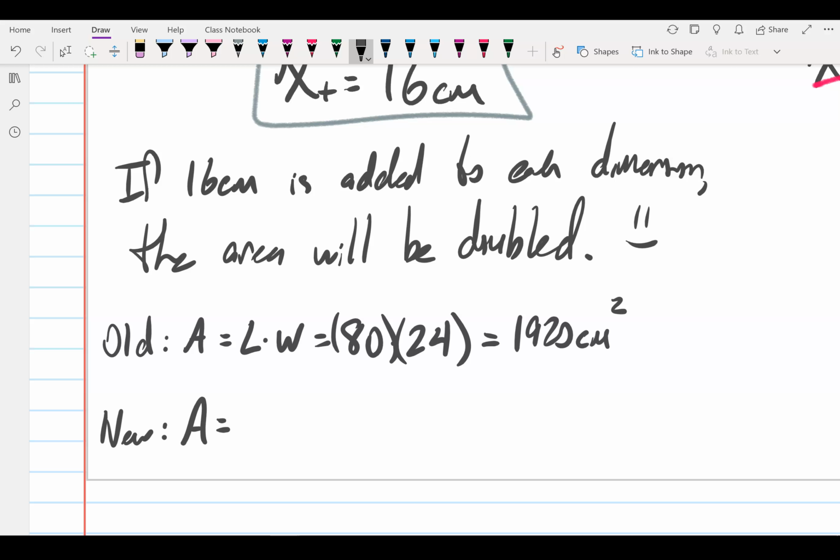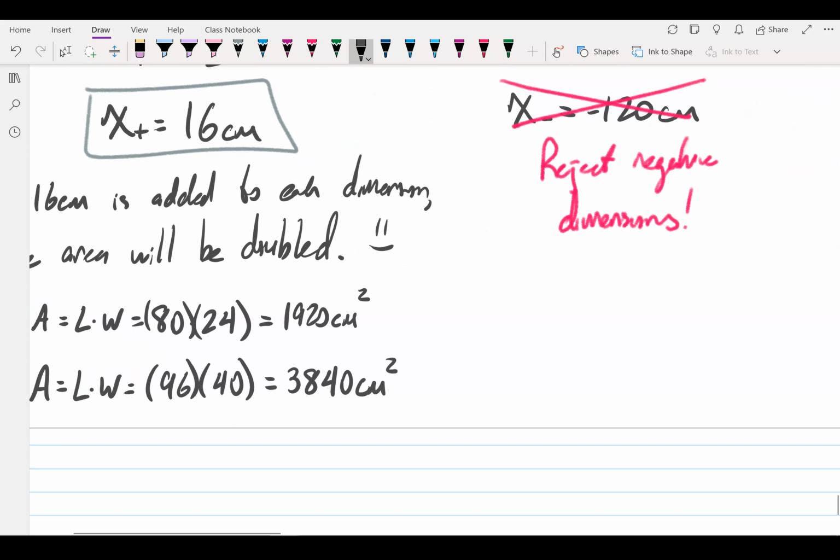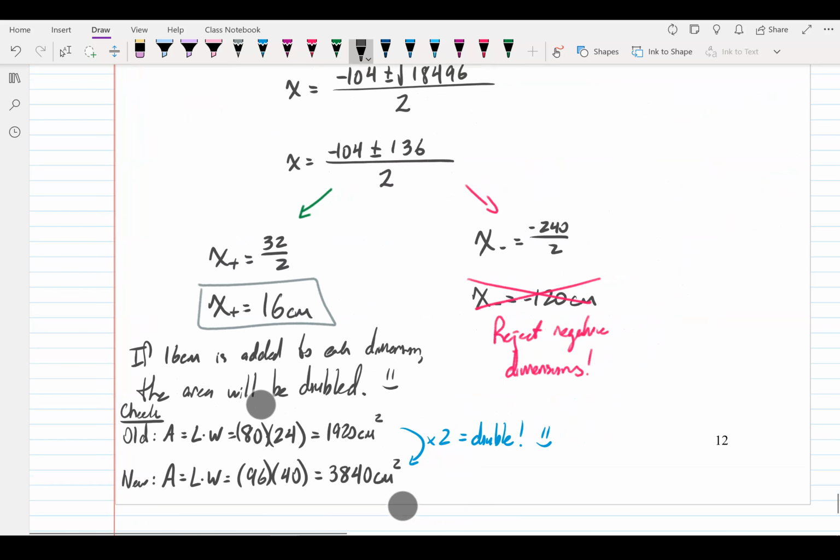So with our new extension added, we should double that area. And that might be useful for someone. That's still length times width. But our new is 80 plus 16, so 96. And then 24 plus 16, which is 40. And we should, if everything works out, that should be double the original area. 3840 centimeters squared. Is that double? It is. So it's double. That's good. I'll just write here that that is a check, by the way. You didn't need to do that. I just wanted you to think about this. So we've sufficiently solved that.